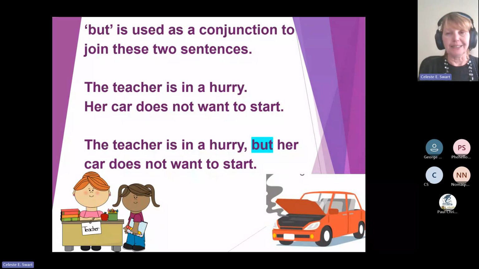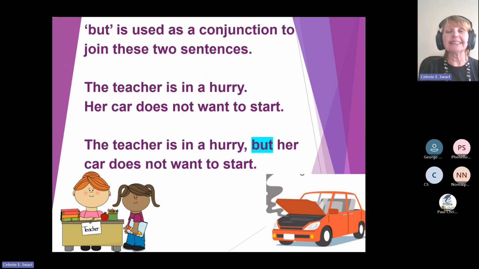If we take but used as a conjunction, we're going to join these 2 sentences. The teacher is in a hurry. Her car does not want to start. Now, what happened if it had said the teacher is in a hurry? The teacher's car does not want to start. Then we wouldn't know that the teacher is female. We would be able to use the pronoun he or she.